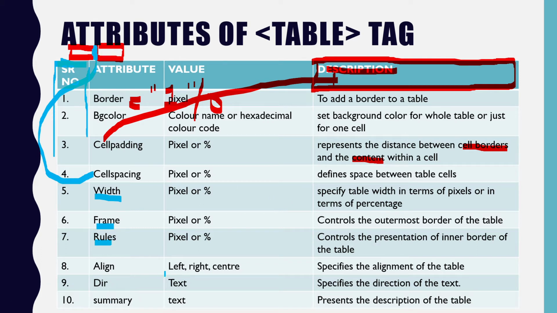Next is align. As I have told you every time, I think this comes in each and every topic. Align left, right and center. Then next is dir. Dir means direction. It shows the direction of the text. Sometimes you write like this. Let me write over here like frame, like this. You will write like this, not in a straight way. So this was given by dir. It specifies the direction of the text, whether from the left, right, horizontal, vertical, whatever. Next is summary. It presents the description of the table.